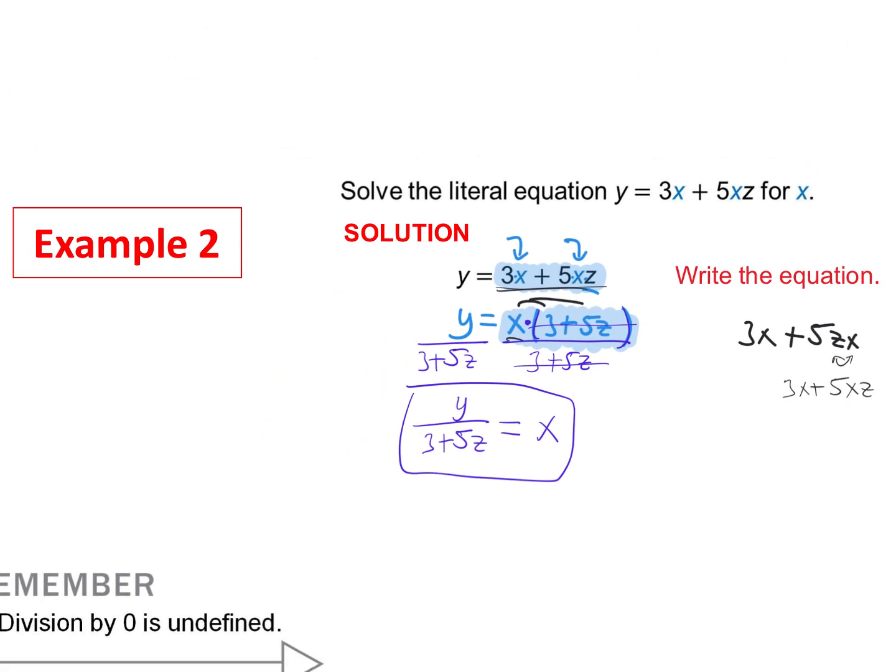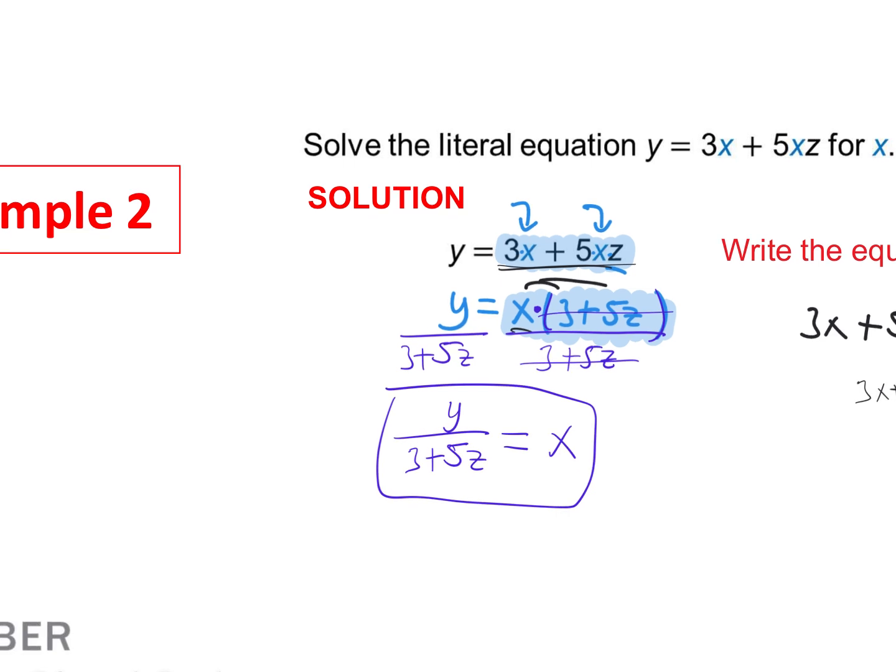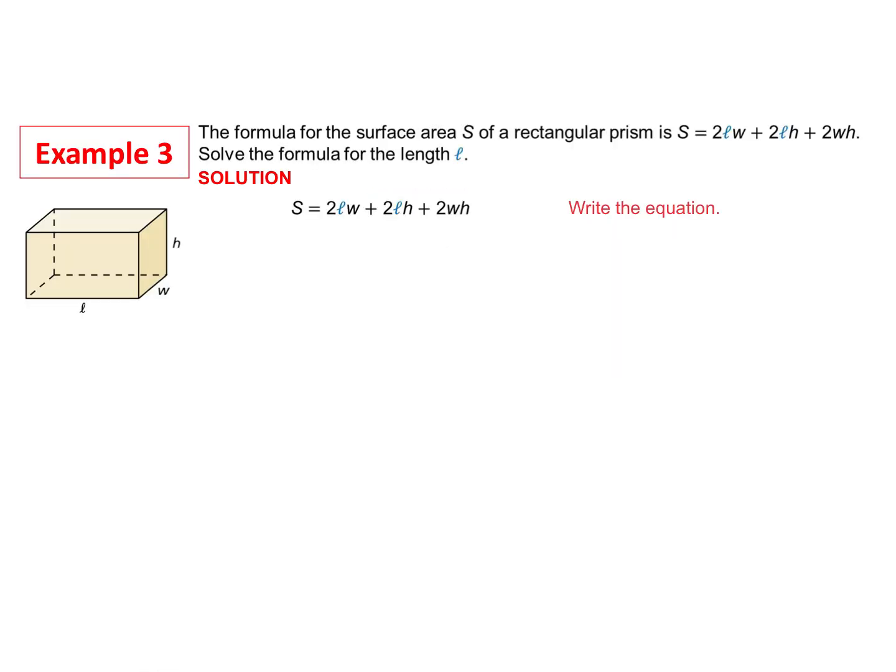All right, and there's your answer. A couple more steps for this one. We had to do the distributive property in reverse. So this is distributive property backwards. Typically we do PEMDAS backwards, but this is part of that process. All right, so let's keep going.